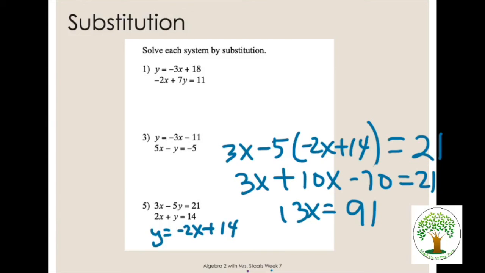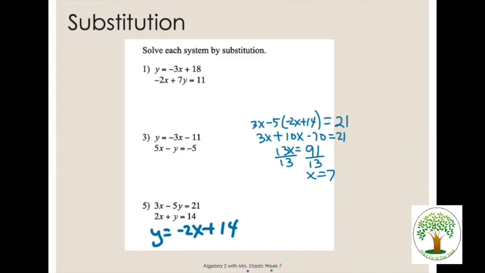Does 13 go into 91? You mean 91 divided by 13? Yeah. What's 91 divided by 13? What is it? 7. Okay, fantastic. All right, so 7. I got the x value correct. I want to make sure I got that right.